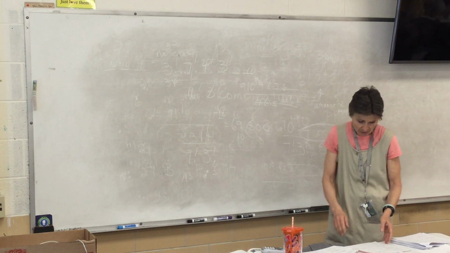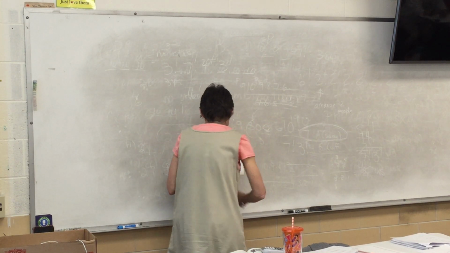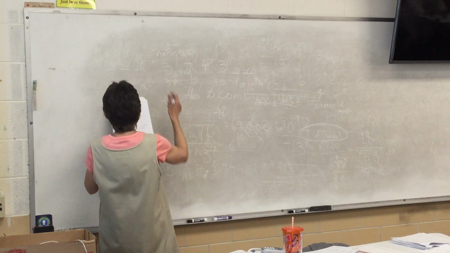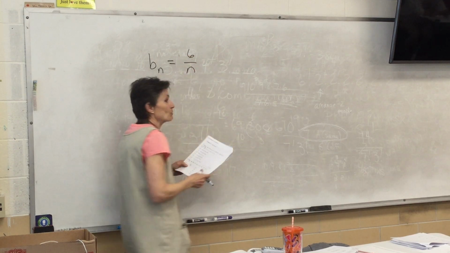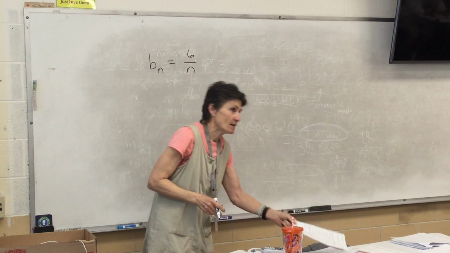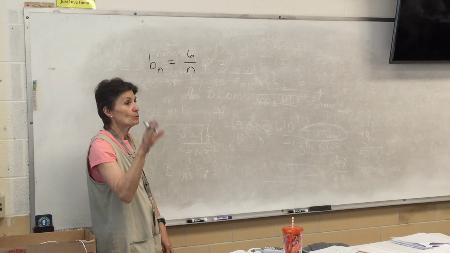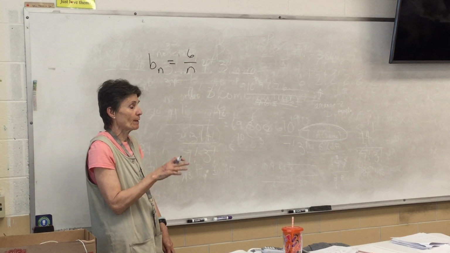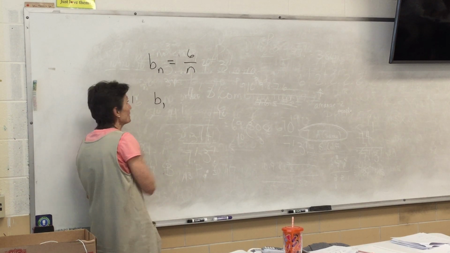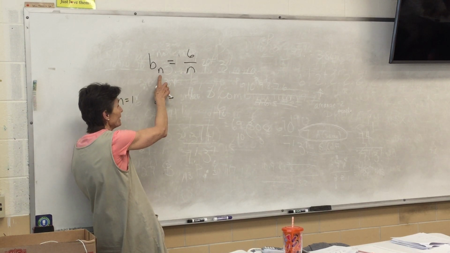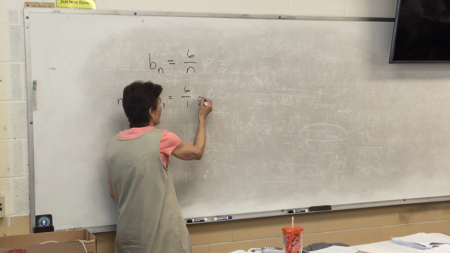Well, let's look at problem number 2. It says find the first 4 terms and the 70th term of this sequence. Now, do not be confused by the notation. N is a counting number: 1, 2, 3, 4, 5. We call those natural numbers. So B sub 1, I'm going to let N be 1. So then my equation would say what? If I let N be 1, B sub 1 equals 6 over 1, which is 6.